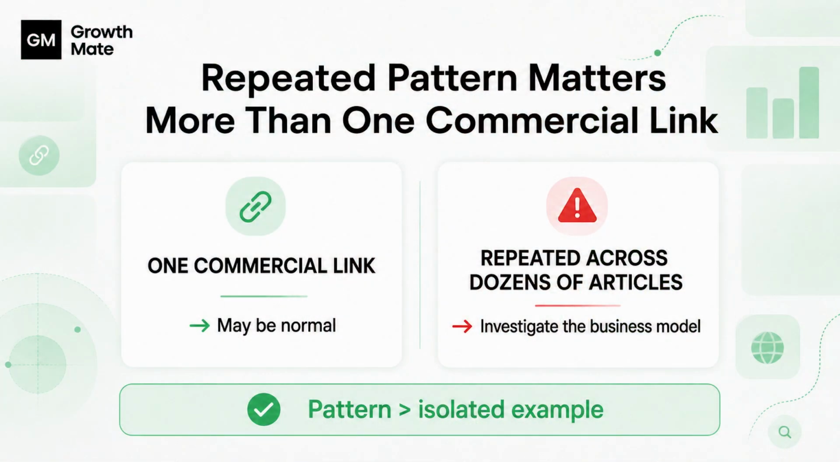One commercial link does not make a website a link farm, but when unnatural outbound links repeat across dozens of articles, it is no longer an exception. It is a business model. It is especially useful to open several recent articles in a row. One post may be an exception, but a series of posts quickly reveals the editorial logic.